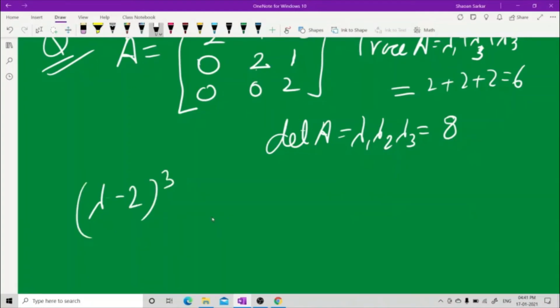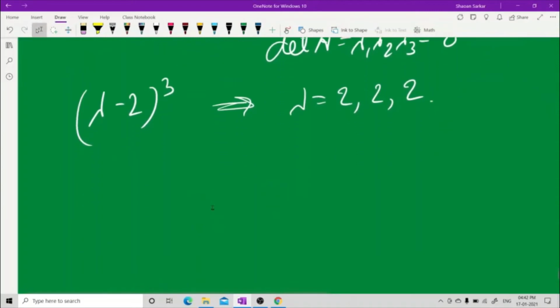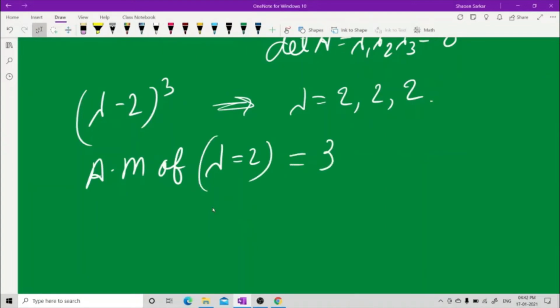So you will get lambda equal to 2, 2, 2. Here you see one thing. The algebraic multiplicity of lambda equal to 2 is 3, because 2 is occurring 1 time, 2 times, 3 times. Now let us see geometric multiplicity.